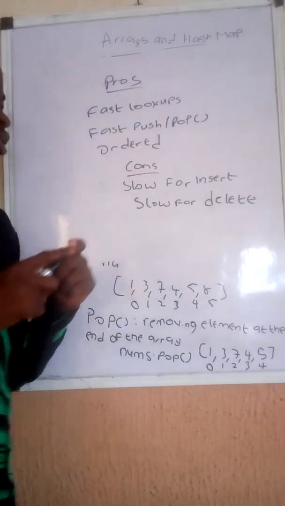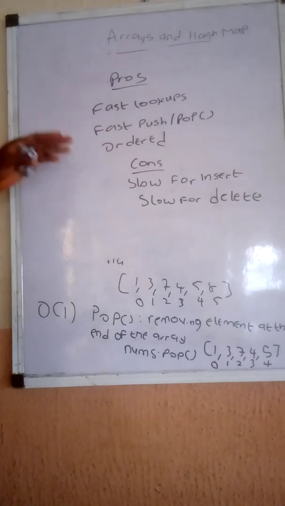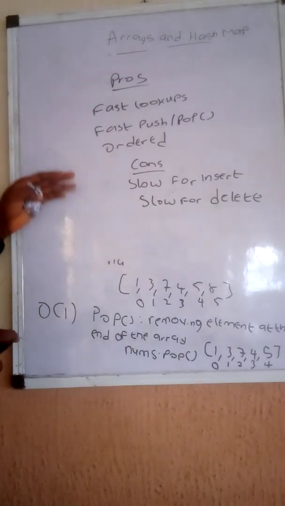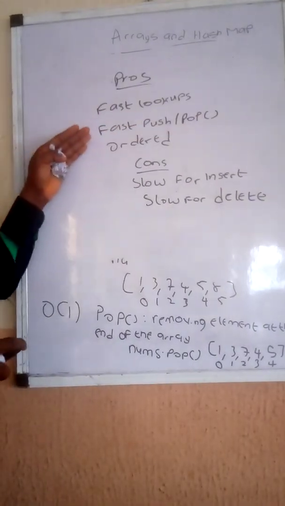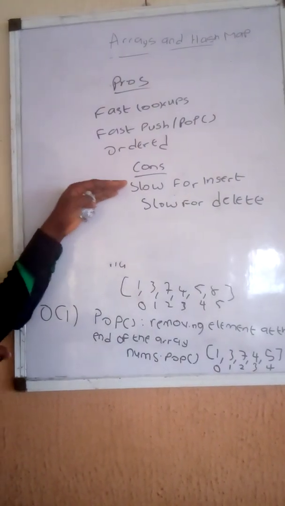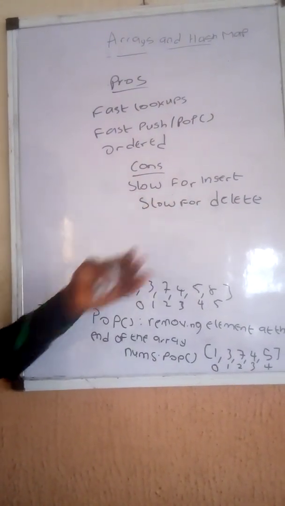If there's anything you have to take, just note this down. Arrays are fast for lookups, fast for push or pop, they are ordered, while for the cons, they are slow for insert, they are also slow for delete.